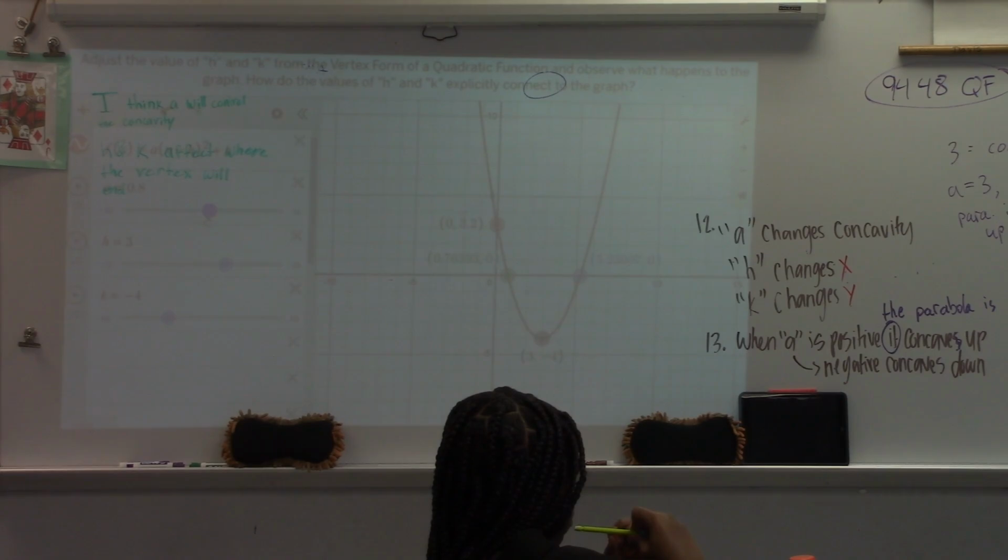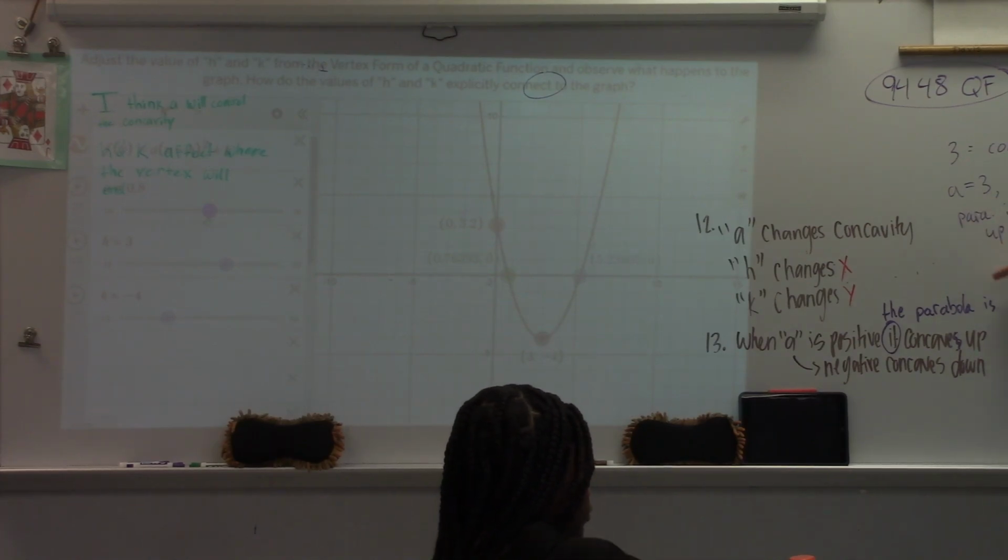Is it really hard to say A equals 3, so the parabola is concave up, like if it was a test or something like that? Yeah. Okay, that's showing evidence of understanding.